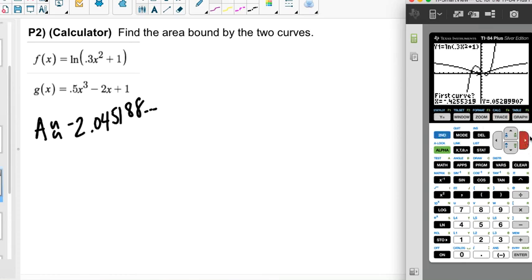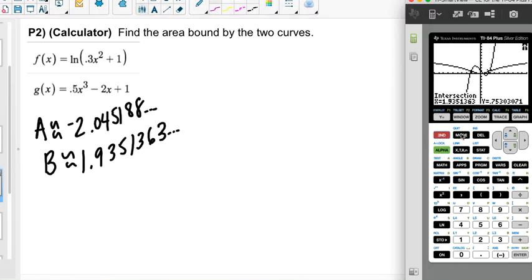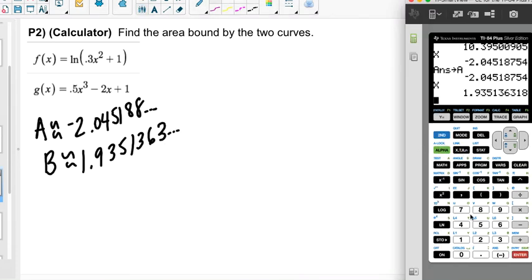So, second calc intersect again for the other one. Again, I don't care about this one in the middle. I only care about the one on the end, right? I only care to find that one. I find B to be approximately 1.9351363... I'm going to quit out because I want to use that. And so I have X, and I'm going to store it as alpha B.